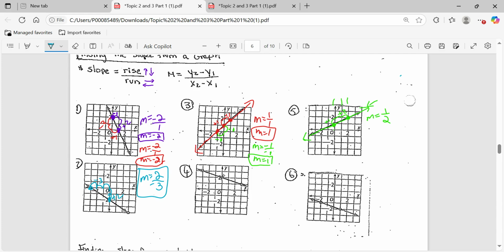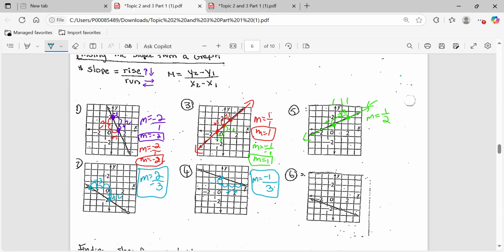Number 4, you should have a point here and a point here. Maybe you went down 1, negative 1, and then you went to the right 1, 2, 3, positive 3. So negative 1 over positive 3, that's your slope.